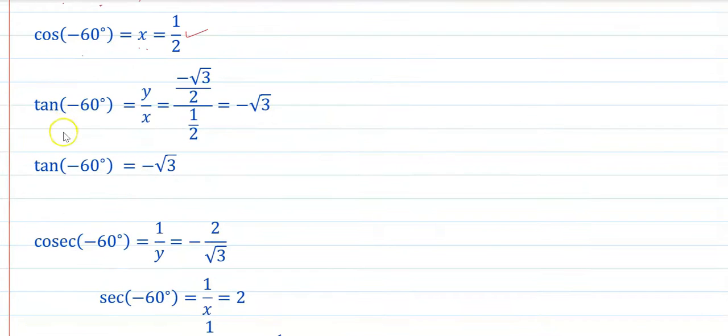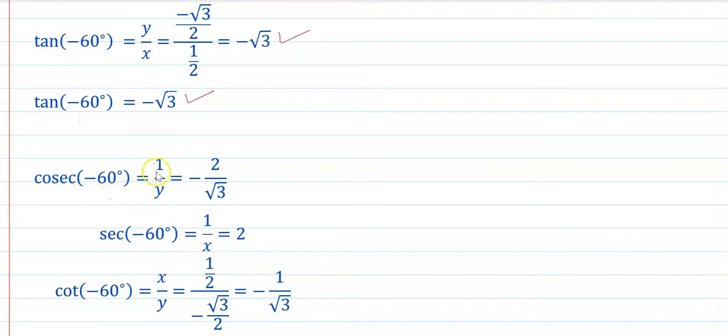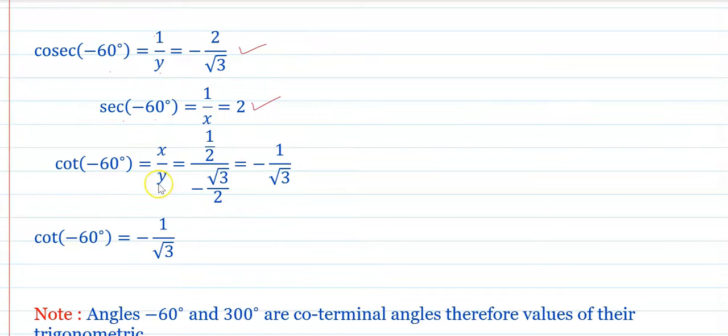Okay. Next, tan of minus 60 is y upon x, but y is minus root 3 by 2 and x is 1 upon 2. 2 gets cancelled, you will get minus root 3. Therefore, tan of minus 60 is minus root 3. Cosec minus 60 is 1 upon y, and hence it is minus 2 by root 3. And sec of minus 60 is 1 upon x, and that is equal to 2. Cot of minus 60 is x upon y, that is 1 upon 2 upon minus root 3 by 2, and hence you will get minus 1 upon root 3. This is the cot of minus 60, that is equal to minus 1 upon root 3.